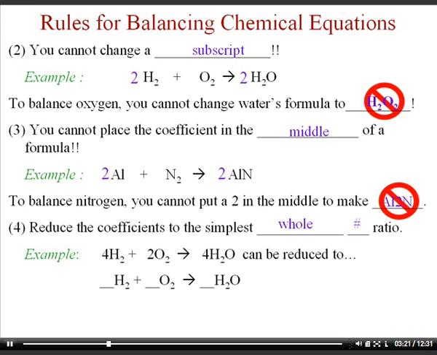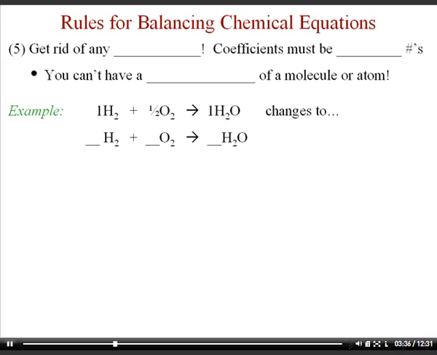The formula 4 hydrogens plus 2 oxygens yields 4 waters is actually balanced correctly, but you can reduce it to the correct ratio of 2 to 1 to 2. Now you don't have to show ones, but I do on these slides just for clarification for the students.